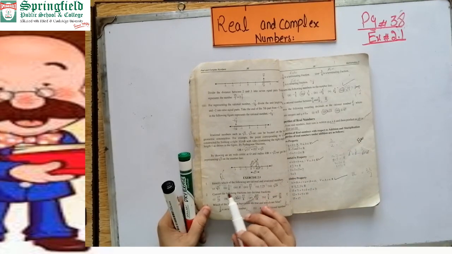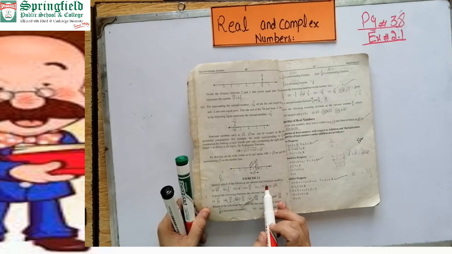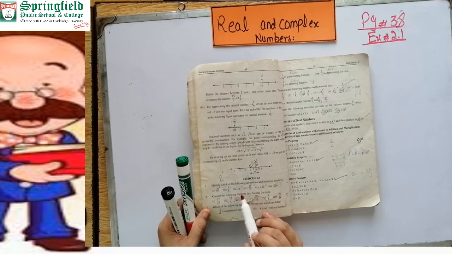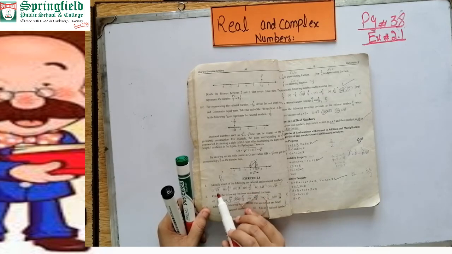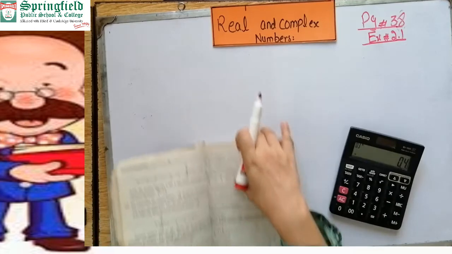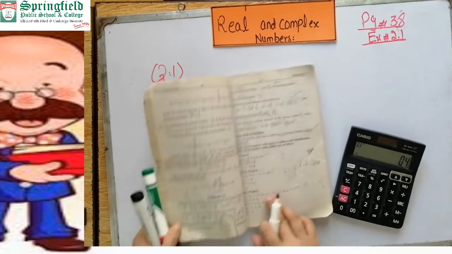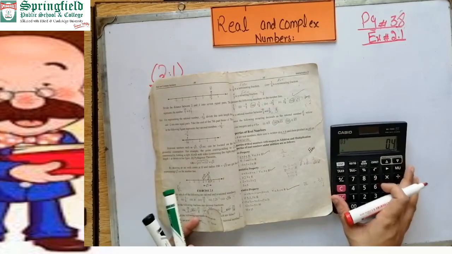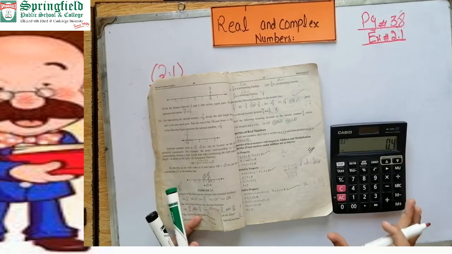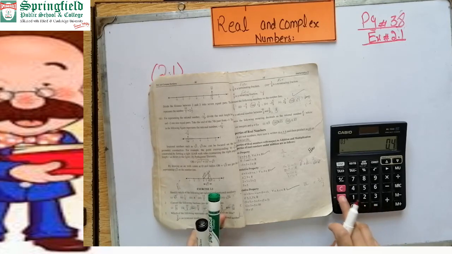Okay, exercise 2.1. Question 1: Identify which of the following are rational and irrational numbers. Which one is the rational number and which one is not? So under root 3. You will check which one is the rational number, and we know which type of numbers are called rational numbers. A rational number gives us an exact answer, and an irrational number is a non-terminating value. Fine. Okay, under root 3.